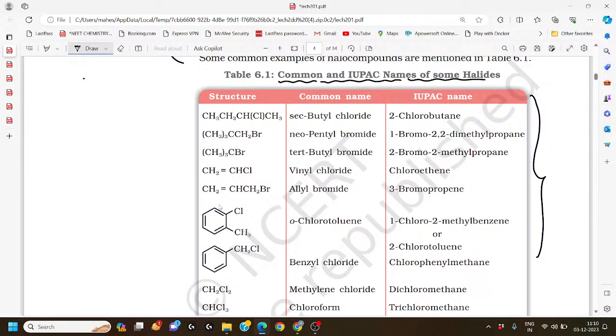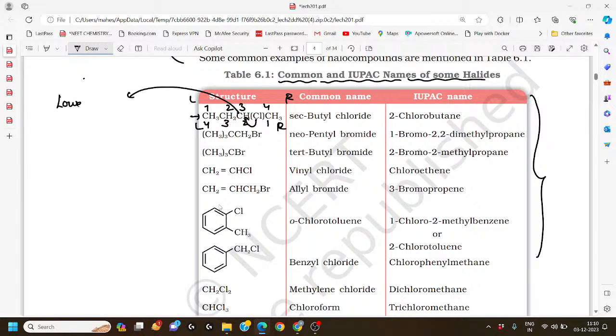Okay. Now let us try to understand the first one. CH3, CH2, CH bond Cl, CH3. So the numbering starts from this side. Here 1, 2, 3, 4. Sir, why are you taking the numbering from right to left? Left to right is also possible. Here 1, 2, 3, 4. So we observe that the chlorine attached carbon has the lowest number.